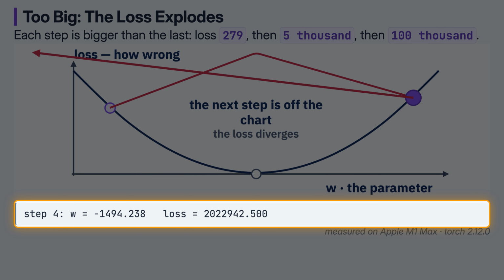Watch the loss climb. 279, then 5,000, then 100,000. By step 4, it's over 2 million. Same code, same data, same start. Only the learning rate went from 0.3 to 3.0. A learning rate picked by feel is how training quietly blows up.